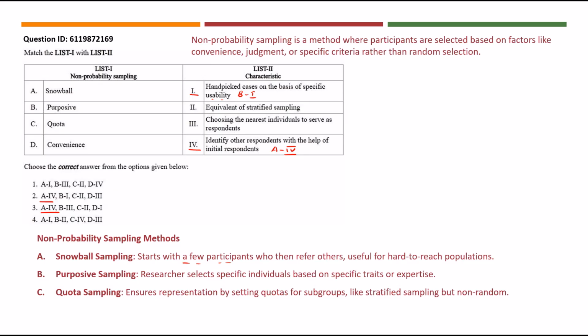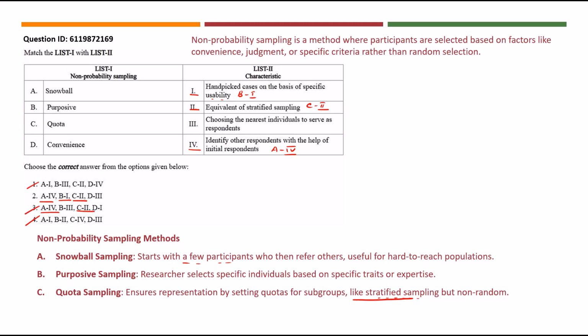So, this is similar to stratified sampling. But again, this is non-random because it is listed under non-probability sampling. This will be equivalent of stratified sampling statement because they have given it is just like stratified sampling here. So definitely C will be mapping to 2. C2 is available here but B1 is available only here. So we can rule out the other 3 options.